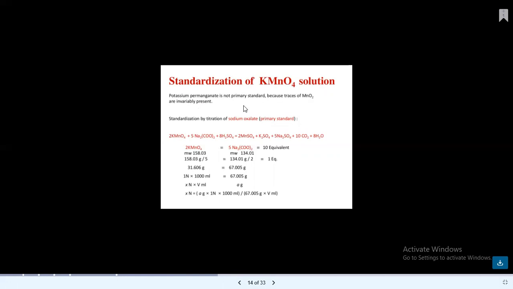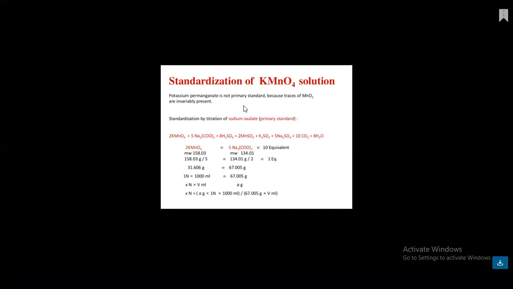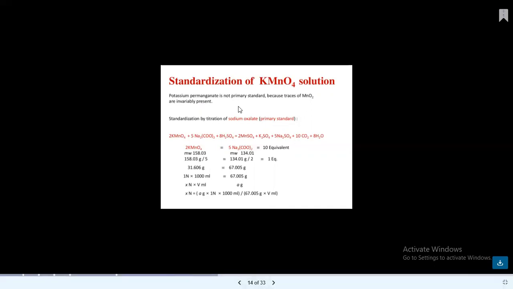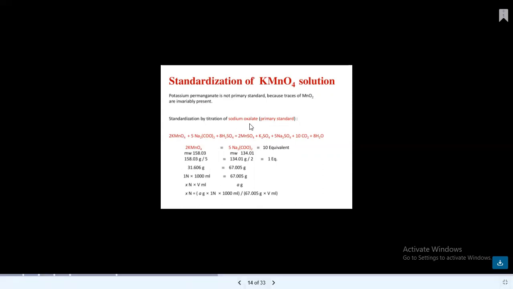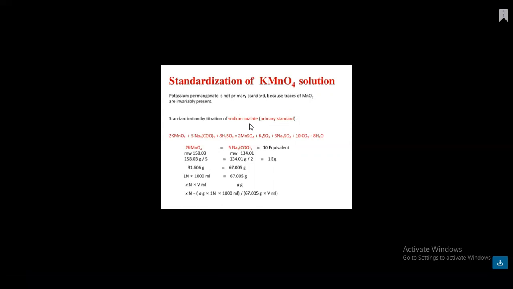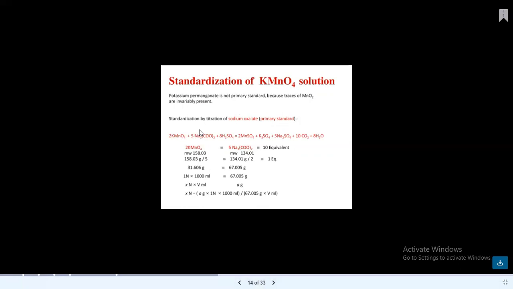When some impurity is present, it is called the impure one or the secondary one. So it needs to be standardized, and we standardize it with the help of a primary standard reducing agent, that is sodium oxalate. That is the reaction between KMnO4 and sodium oxalate, how it reacts, the number of electrons involved, is very important to calculate the gram equivalent weight of the molecule, that is equal to 10 equivalents.